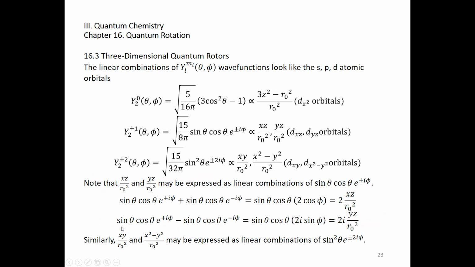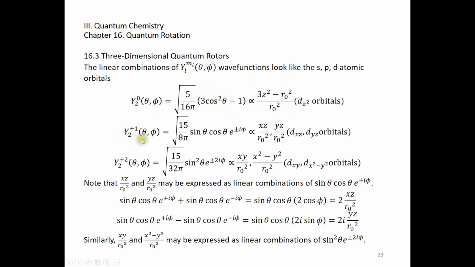Well, we can also look at more complex d functions where L is 2. When L is 2, m sub L can be -2, -1, 0, 1, and 2. When m sub L is just 0, the solution is actually just proportional to 3z squared minus r naught squared. So this part is equal to this part. You can verify this because z over r naught is cosine theta.